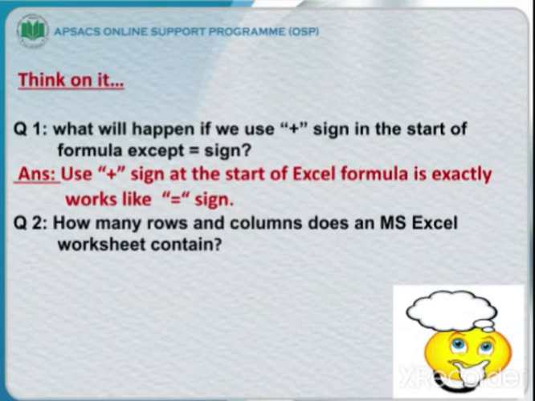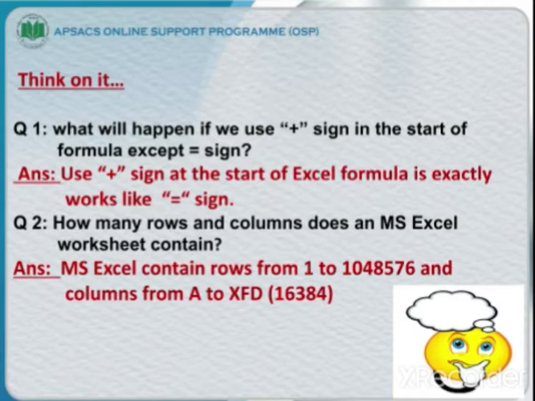Question number 2. How many rows and columns does an MS Excel worksheet contain? And the answer is, MS Excel contains rows from 1 to 1,048,576 and columns from A to XFD, meaning 16,384. Students, it will be very useful information for you.